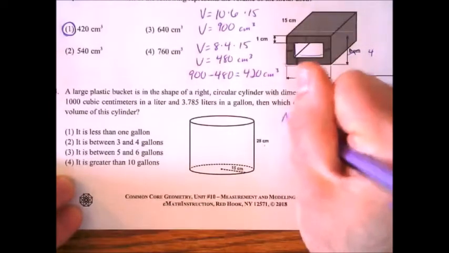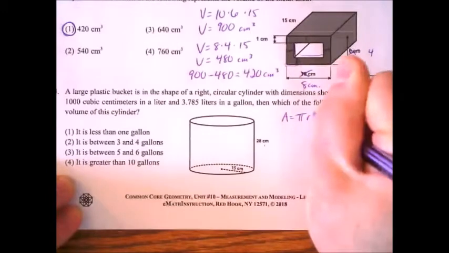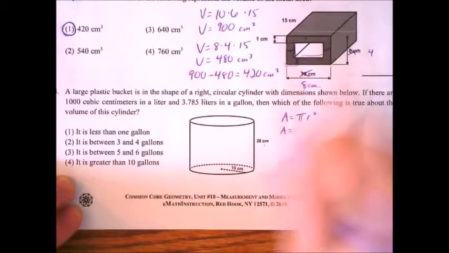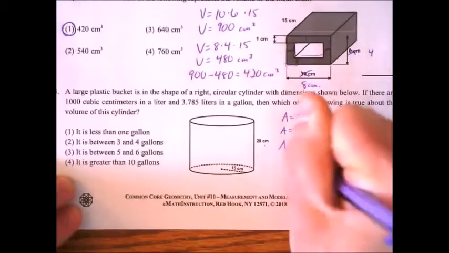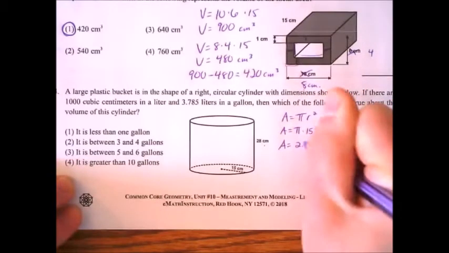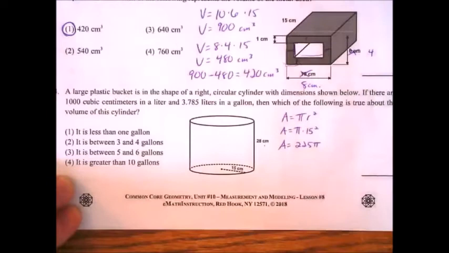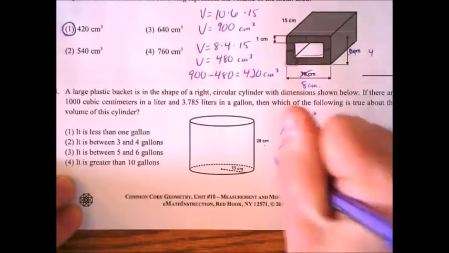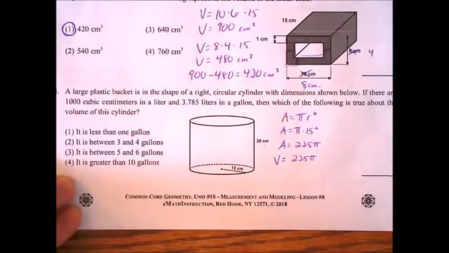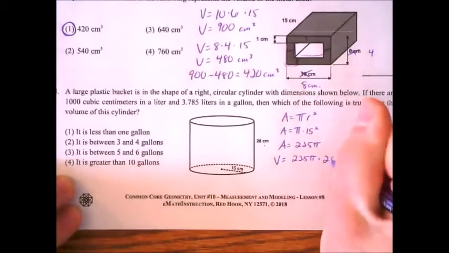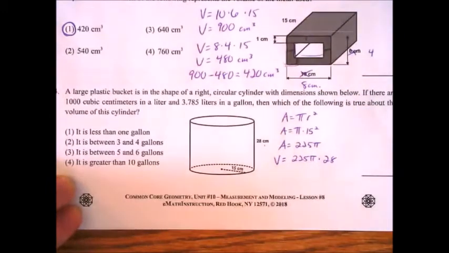So, again, what I would do is find the area of the circle at the bottom. It tells us that the radius is 15, so pi times 15 squared. And for now, I'm going to leave that just as 225 pi. Just for now. So the volume of this would be 225 pi, the area of the circle, times the height of the bucket. So 225 times 28.